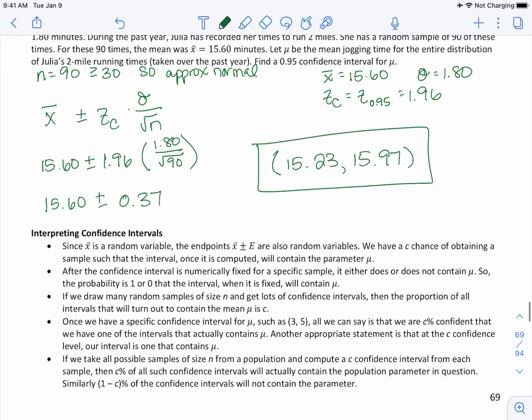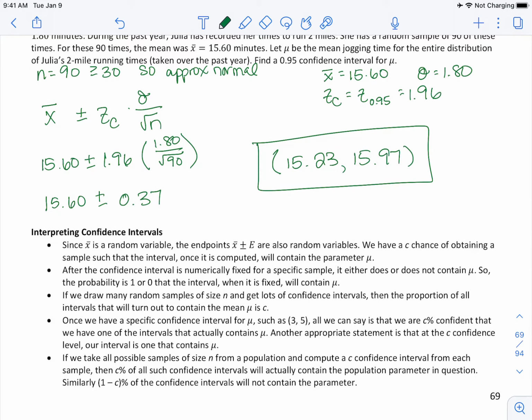So here are some ways we can interpret confidence intervals. Since X bar is a random variable, the endpoints X bar plus or minus E are also random variables. We have a C chance of obtaining a sample such that the interval, once it's computed, will contain the parameter mu. After the confidence interval is numerically fixed for a specific sample, it either does or does not contain mu. So the probability is 1 or 0 that the interval, when it's fixed, will contain mu. If we draw many random samples of size n and get lots of confidence intervals, then the proportion of all intervals that will turn out to contain the mean mu is C.